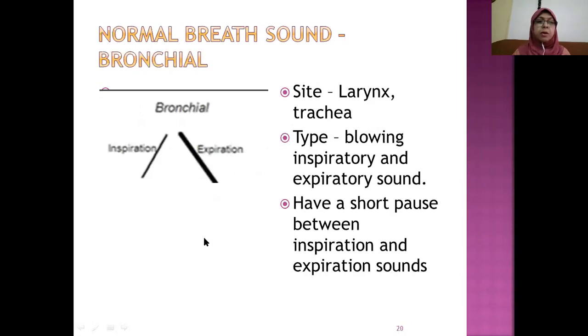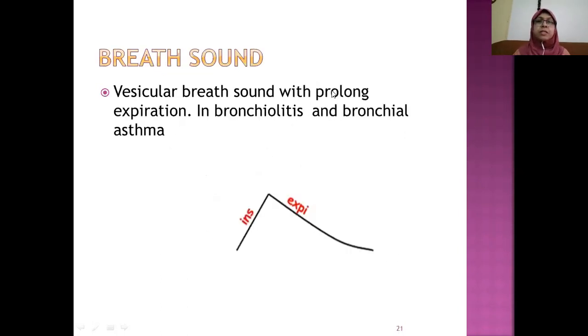And now I'm talking about the vesicular breath sound with prolonged expiration. Normally it will end over here, but sometimes it is prolonged compared to the inspiratory phase. It is present in bronchiolitis and in bronchial asthma in children. It is very important for your examination and your practical exam.